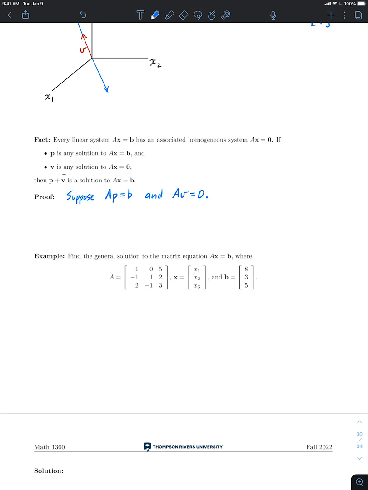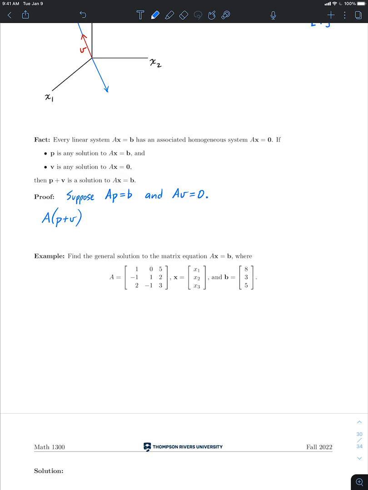How would I show that P plus V is a solution to AX equals B? I would just have to show that if I take P plus V and I plug it in for X, then the resulting equation is true. So let's start by taking a look at that. Let's look at the left-hand side. I'll go A, and then instead of an X, I'll put P plus V. And let's actually perform this matrix multiplication and see if we end up getting B. And if we do, then we've completed the proof, and that verifies the fact.